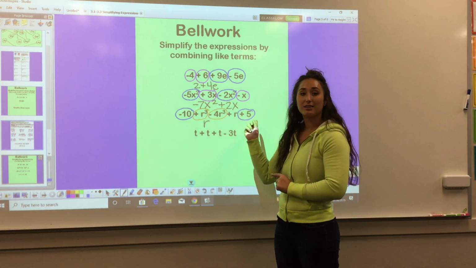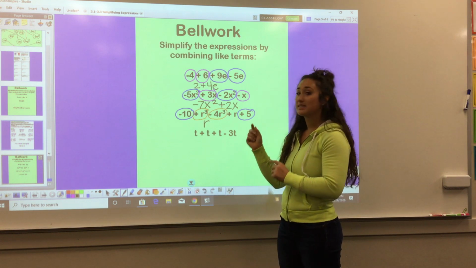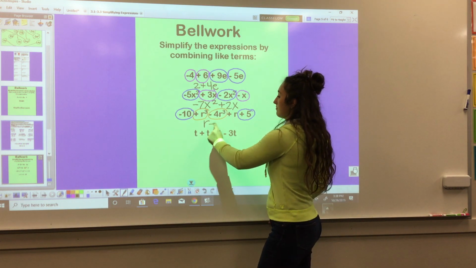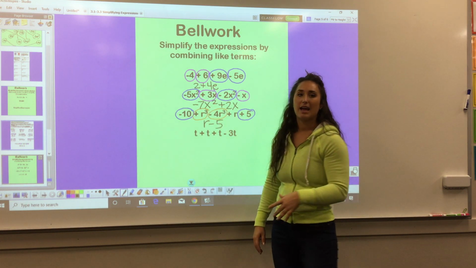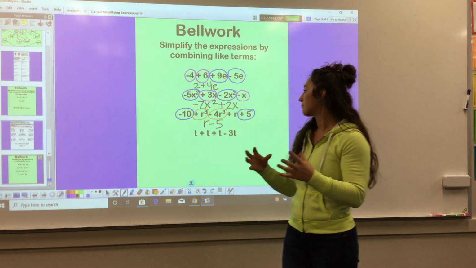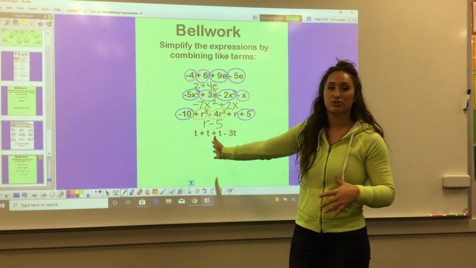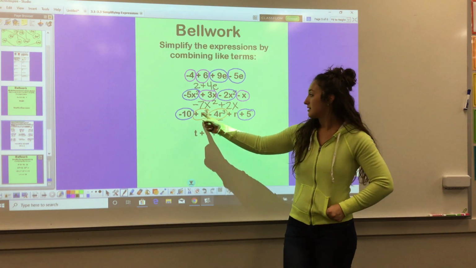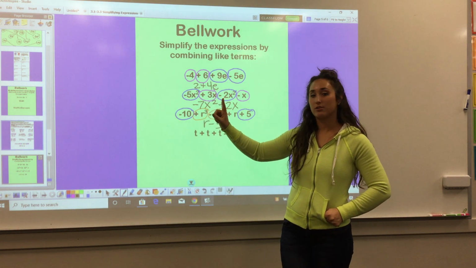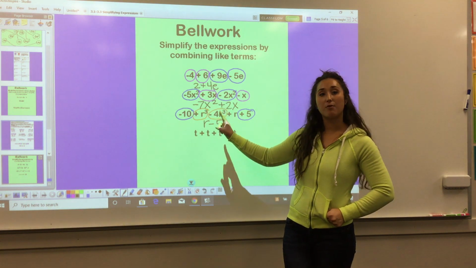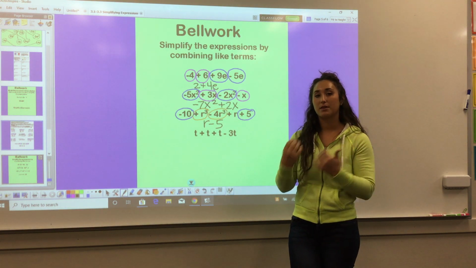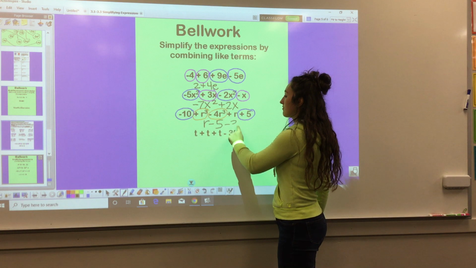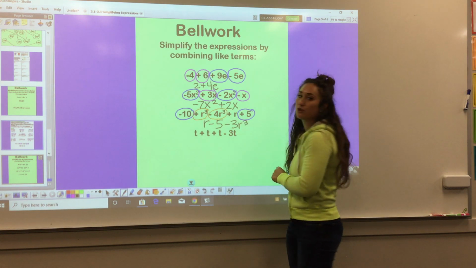Negative 10 plus 5 is negative 5, so you'd write minus 5. I kept saying in the last video that you could make it plus negative 5, but I'm going to always just write it as minus 5. And then lastly, a positive 1r cubed plus negative 4r cubed. 1 plus negative 4 is negative 3r cubed.